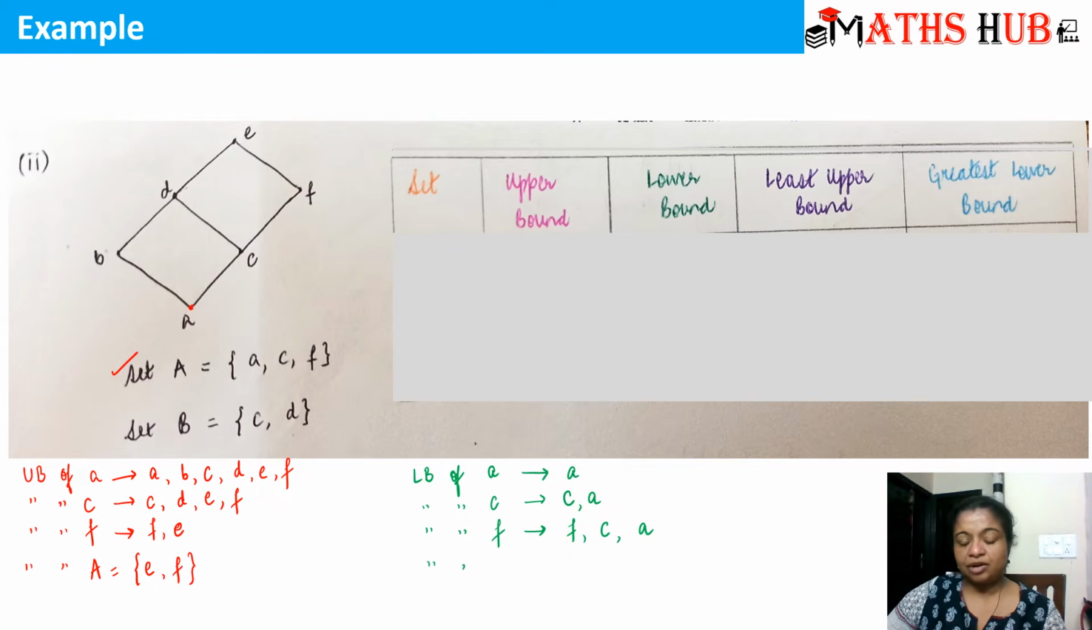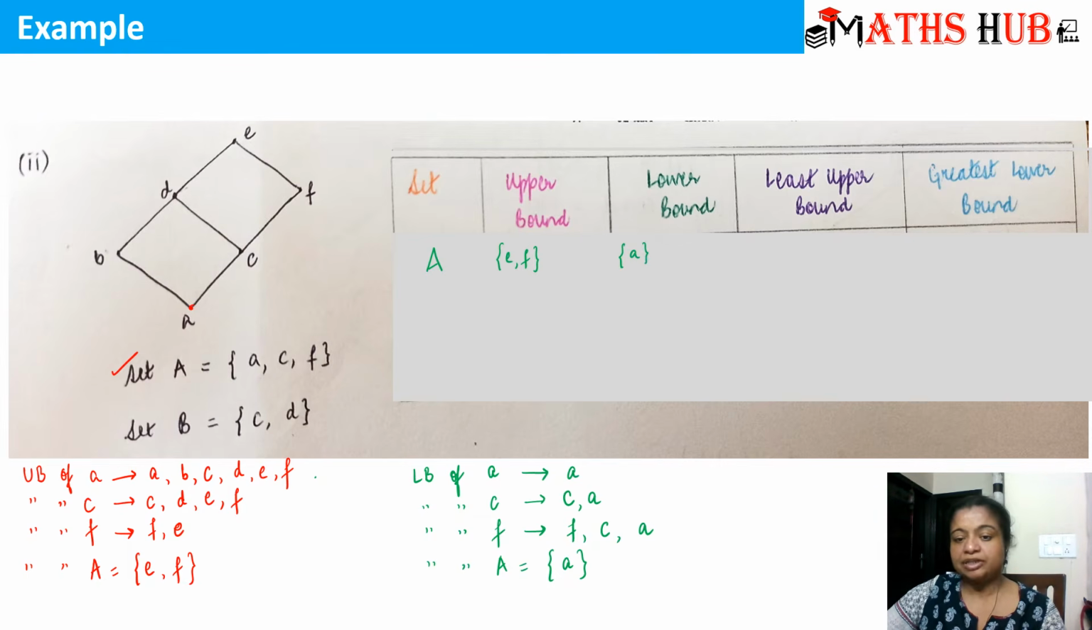So now who are the lower bounds of set A then? Which element is common? Element A is common to all, right? So that means when we are talking about set A, the upper bounds are E and F, the lower bounds are the singleton set A.